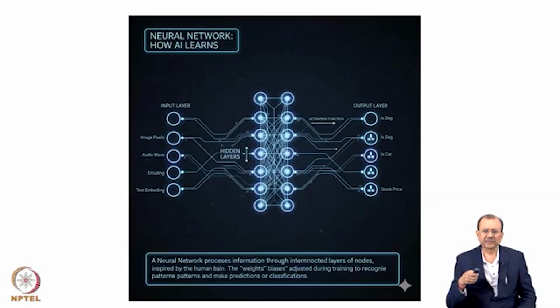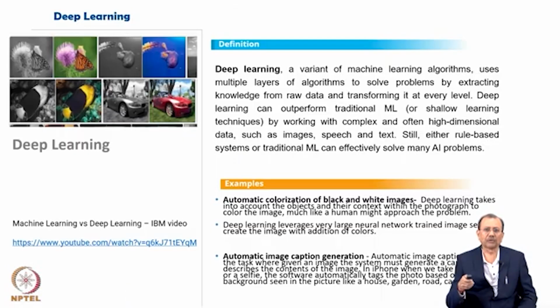Neural network technology is highly robust and mathematically oriented, so I'm not going into the detail of it. One should understand that if you want to learn deep learning, you have to learn neural networks and how they function. Deep learning is another advanced technology of AI, a variant of machine learning algorithms that uses multiple layers of algorithms to solve problems by extracting knowledge from raw data and transforming it at every level.